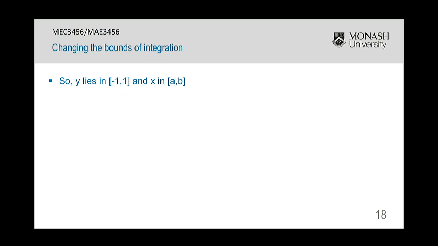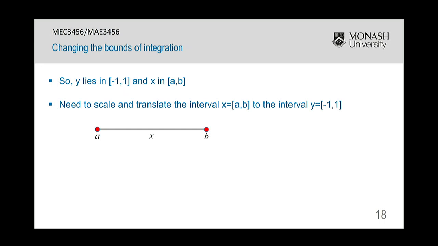So y lies in the interval -1 to 1. That's where we want our coordinate system to be. x lies in the interval a to b. So what we need to do is scale and translate our original interval, x equal to a to b, so that it scales down to and translates to -1 to 1. So we've got to come up with both a scale factor and a translation amount.